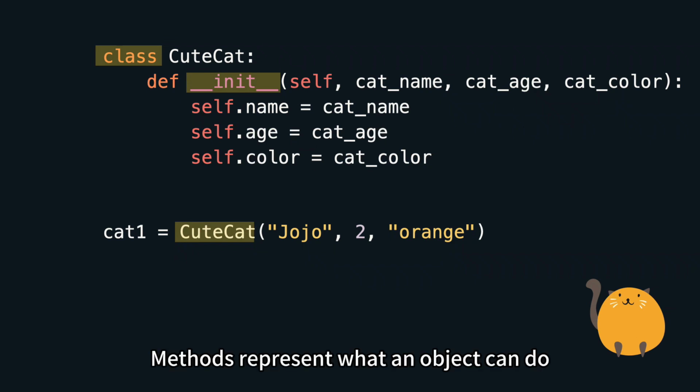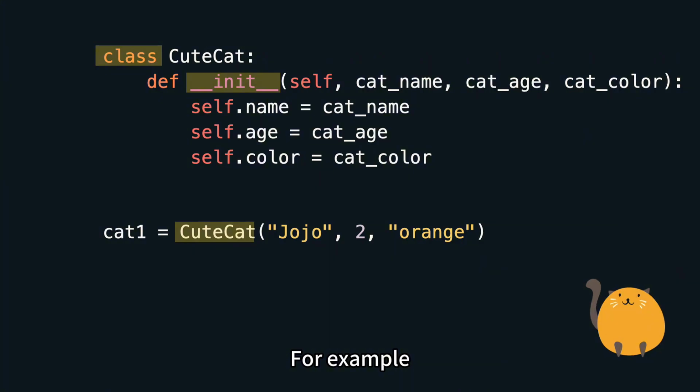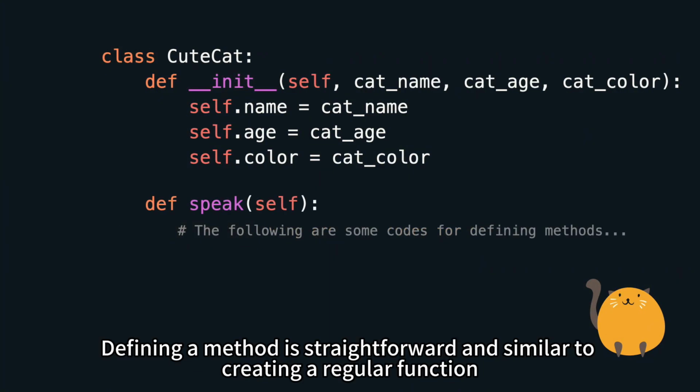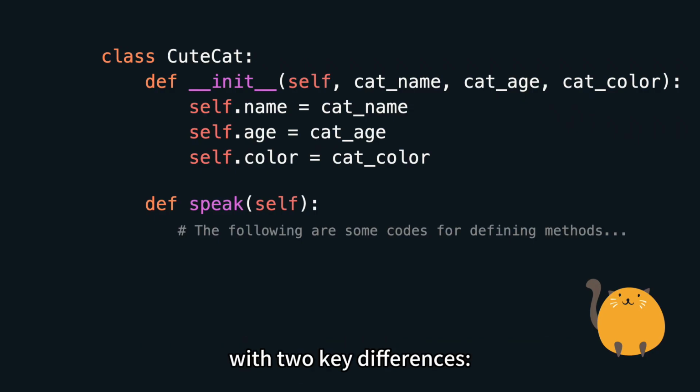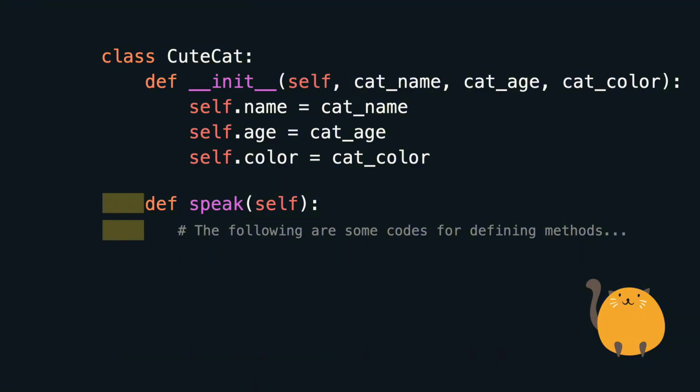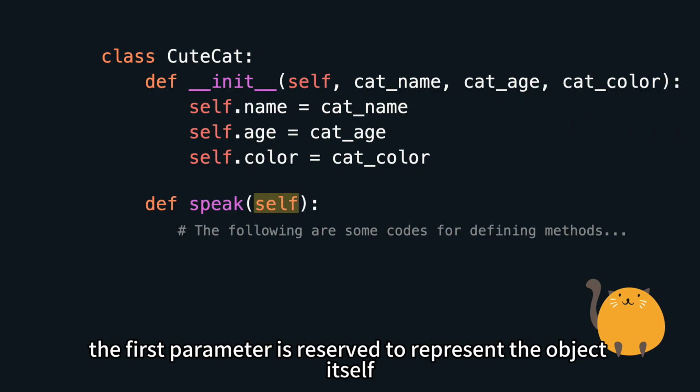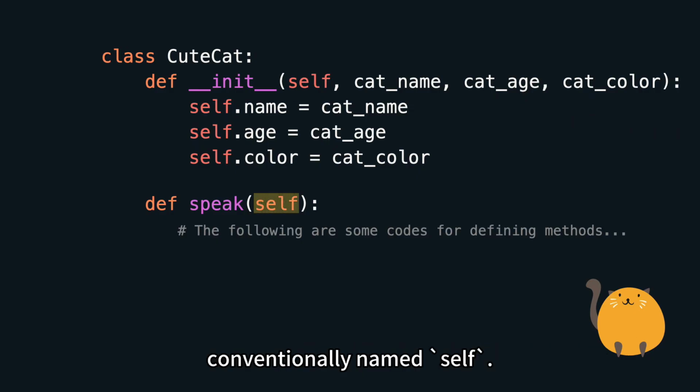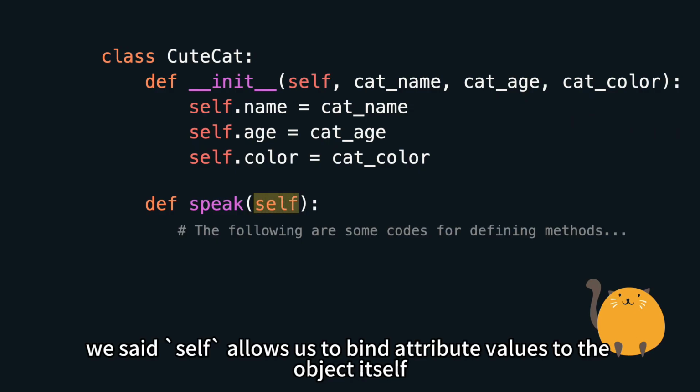Methods represent what an object can do. For example, a cute cat object can think and meow. Defining a method is straightforward and similar to creating a regular function, with two key differences. First, it must be written inside the class, indented to indicate that it belongs to the class. Second, like __init__, the first parameter is reserved to represent the object itself, conventionally named self. In __init__, we said self allows us to bind attribute values to the object itself.